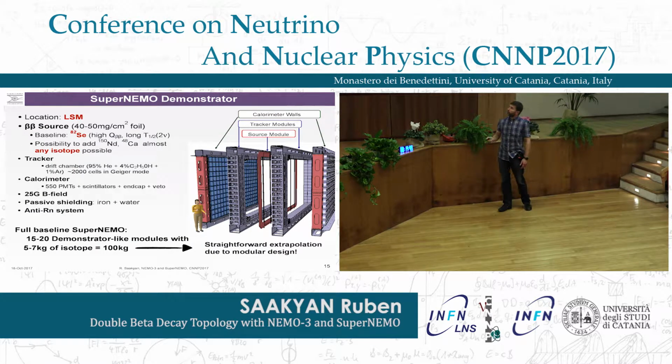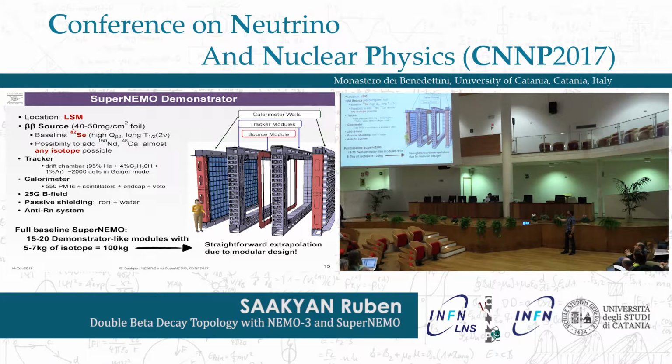Okay, so the demonstrator module, as you can see, functionally is very similar to NEMO 3, however, it has a different geometry. So it has the source foil in the middle, surrounded by the two tracker modules, which are filled with helium mostly, with some quencher and a little bit of argon, and then followed by the segmented calorimeter walls. It's immersed in a magnetic field again and will be surrounded by the passive shielding. The important point is that the full SuperNEMO is a very straightforward extrapolation from the demonstrator because of the modular design.